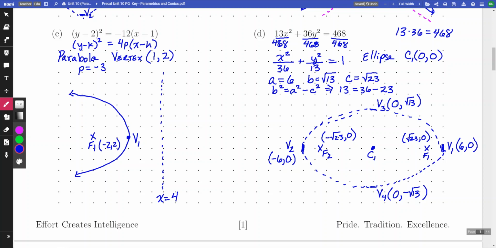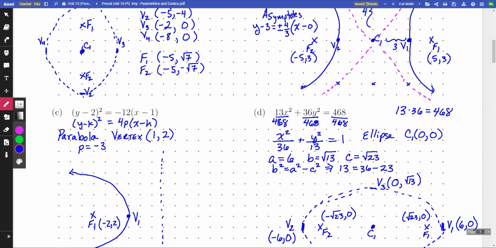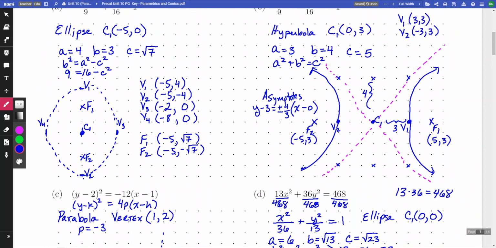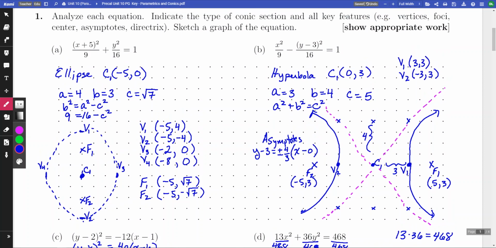Now, there is no center for a parabola. There are no asymptotes for a parabola, but I've got all the other information clearly identified. So those are the things that we want to be able to identify when working with parabolas, hyperbolas, and ellipses, which are 3 of our conic sections.